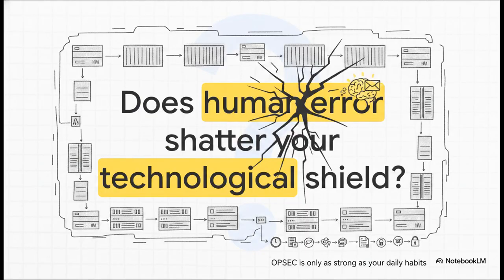But I want to leave you with one final, kind of provocative thought. You can build the most impenetrable technical shield in the world with containers, VMs, and encrypted networks. But what happens if you have a momentary lapse in judgment? What if you accidentally log into your personal email while you're inside your highly secure anonymous virtual machine? Does human error instantly shatter that entire technological shield you just spent all this time building?